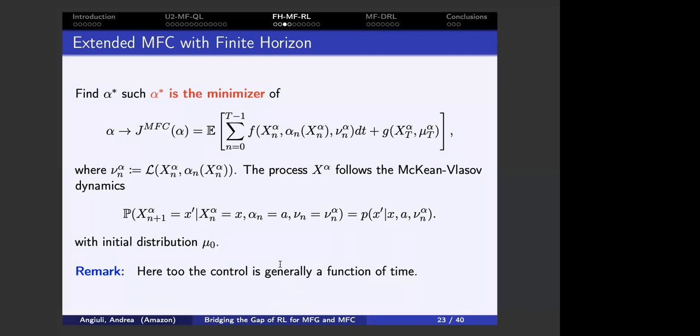The same can be obtained for the mean field control problem. We have always an optimal stochastic control problem of the McKean-Vlasov type, and the distribution involves the joint distribution, and these are also called extended mean field games.